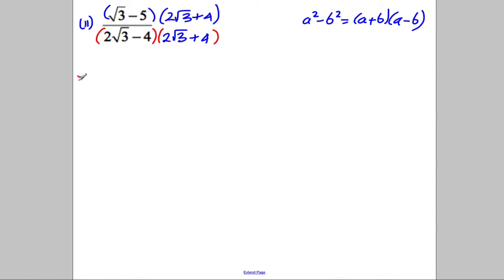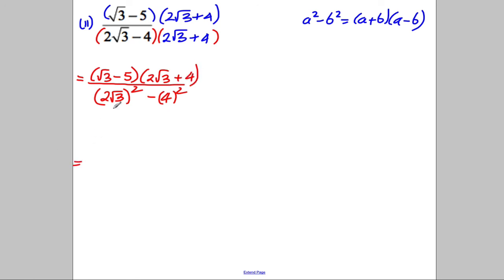So what am I going to get on the bottom? I'm going to get 2 root 3 all squared, so 2 root 3 squared, and I'm going to get take away 4 squared on the bottom. And I know that's going to be a number. That's why I chose this to multiply to remove this. But then I've got to multiply out these brackets, which I'm going to do on a separate line of working, not all in one move, in case I make a mistake.